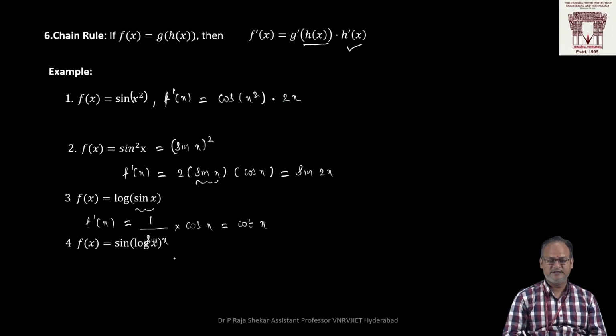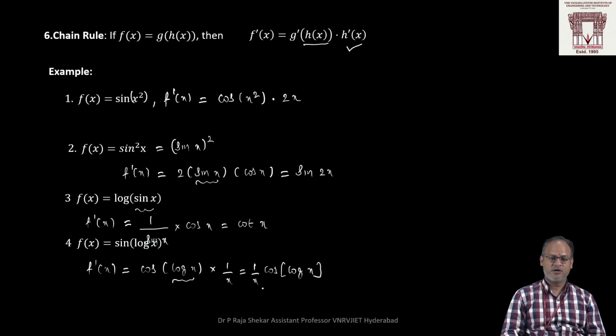Likewise, we have one more of this kind, sine of log x. The derivative of f, nothing but f dash of x: first the derivative of sine, which is cos, so it is cos of log x. So the derivative of sine of log x is cos of log x into the derivative of the log function. The derivative of log is 1 by x. So it is basically 1 by x into cos of log x.